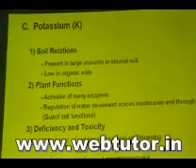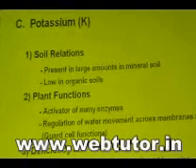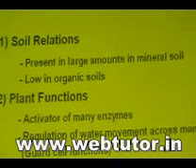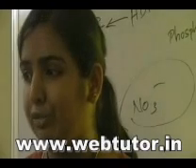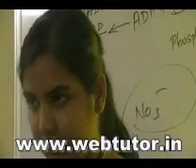Again, phosphorus deficient plants remain stunted. Also, phosphorus deficient plants show chlorosis. Remember, I told you chlorosis, clearing of veins. They also show yellowing of leaves. Why? Because there is not much photosynthesis that will occur.